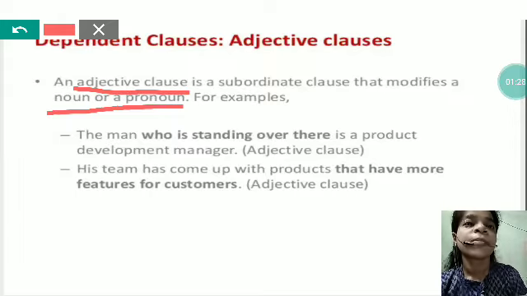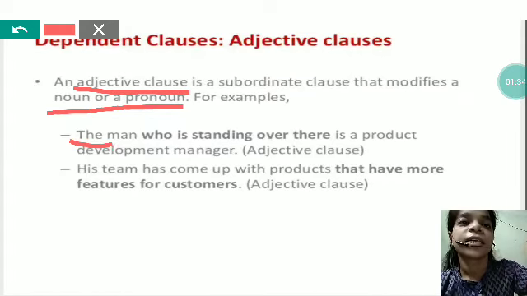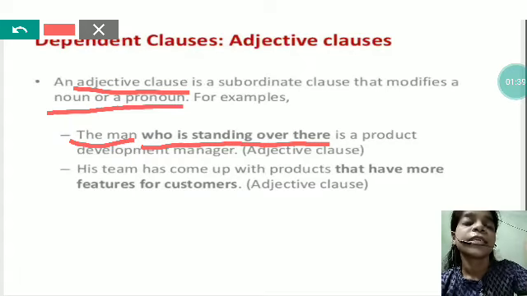For example, the man who is standing over there is a product development manager. Now here the man is a noun, and who is standing over there, these words are describing the man, and as these words are describing the man, these form an adjective clause.